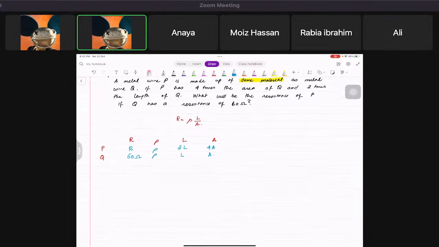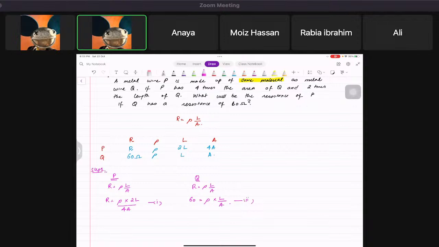Then you're going to make 2 equations. First for P. The equation is rho L upon A, so the resistance of P is R, resistivity is rho, length is 2L, and area is 4 times A. So that's our first equation. And then for Q, I'm going to make another equation. R equals rho L upon A. The resistance of Q was 60, resistivity was rho, the length was L, and the area was A. Do you understand this? So that's your step 1.